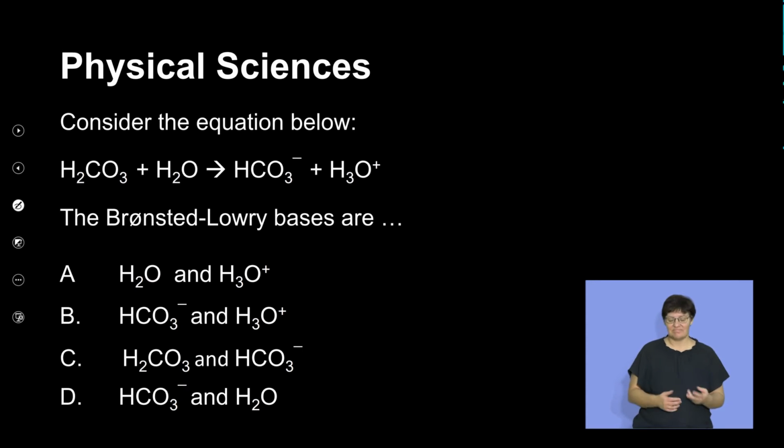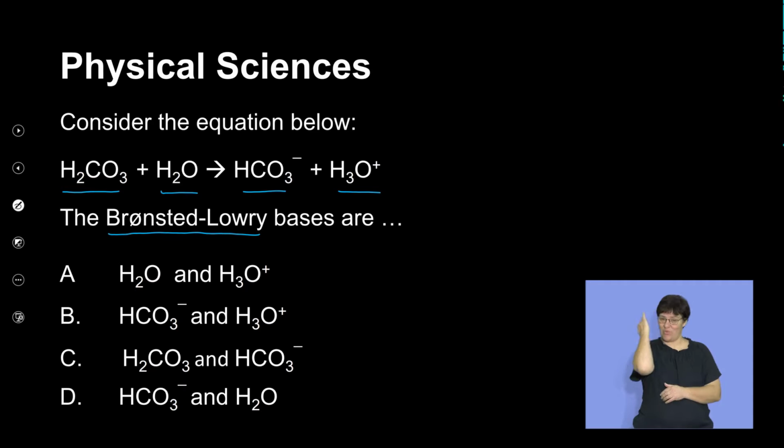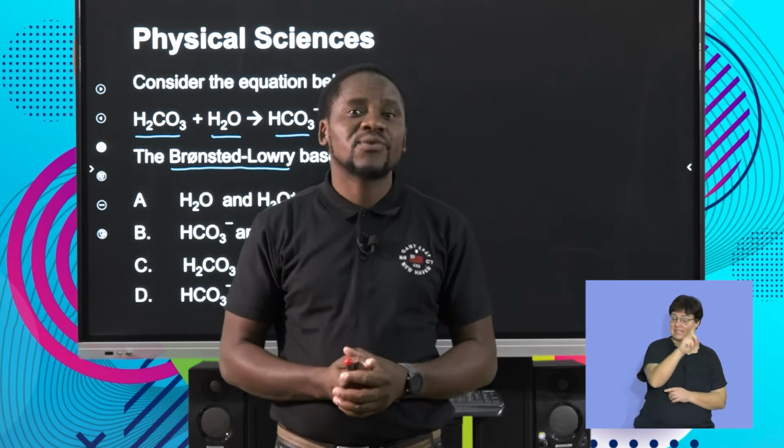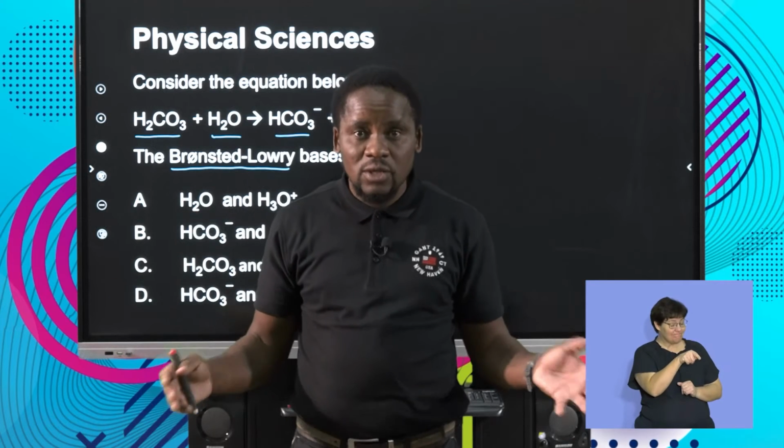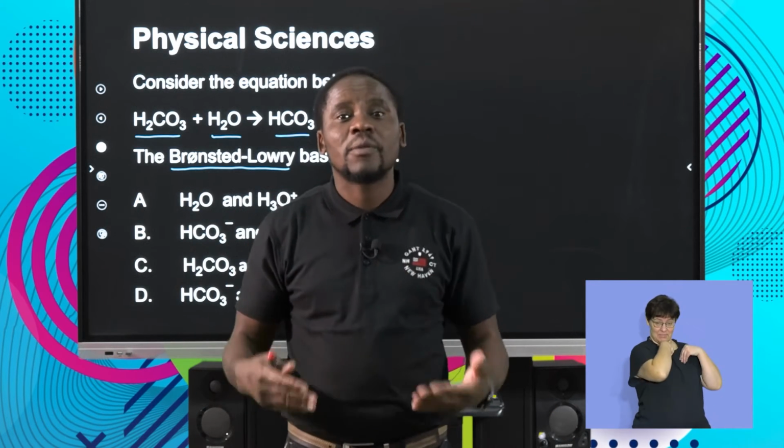Now let's look at the second multiple choice question. Consider the equation below. We are given a reaction between carbonic acid and water to give us hydrogen carbonate ion and hydronium ion. So the question says the Bronsted-Lowry bases are, right, so I'm going to underline Bronsted-Lowry. Now, this is about the theory of acids and bases. We need to remind ourselves once again, what are Bronsted-Lowry bases? These are proton acceptors. So once we know that, we are able to apply that knowledge.